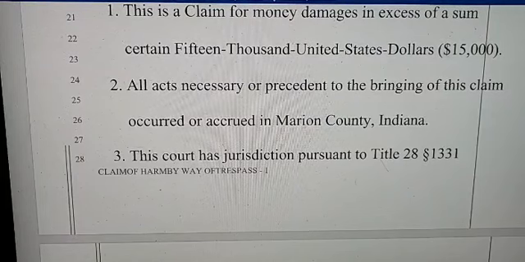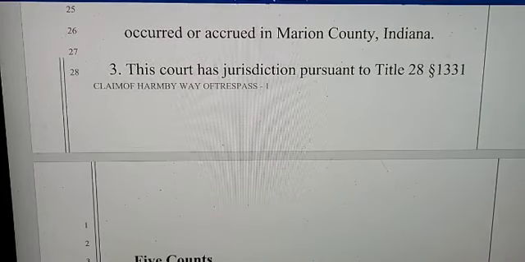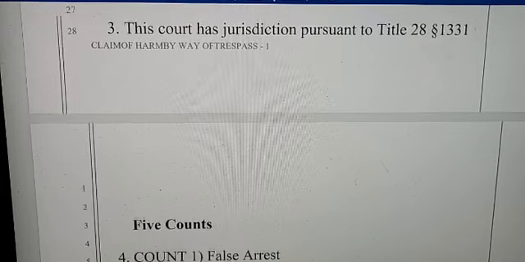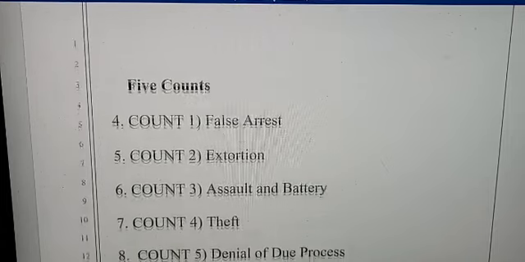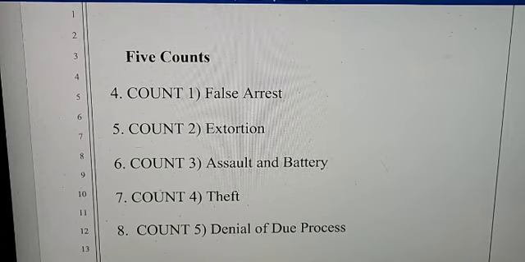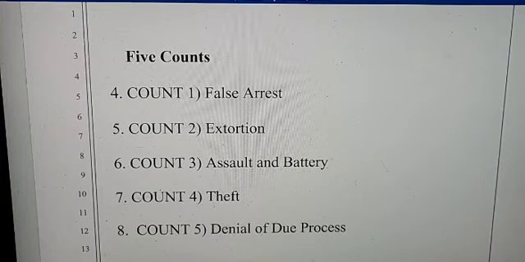All acts necessary or precedent to the bringing of this claim occurred in Marion County, Indiana. So there's another reason they have jurisdiction. We're going to go a little further. This court has jurisdiction pursuant to Title 28, section 1331, and I could add other stuff there too. I could go into state statutes and show that the court has jurisdiction through them if you want to embellish. Sometimes I think it's good to be that thorough, but sometimes less is more.